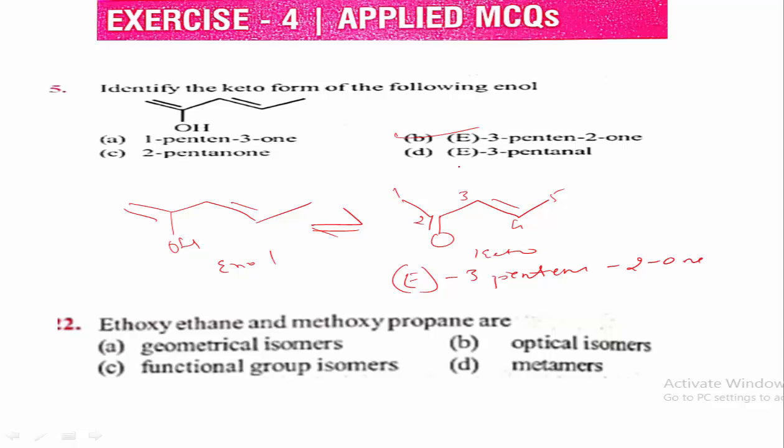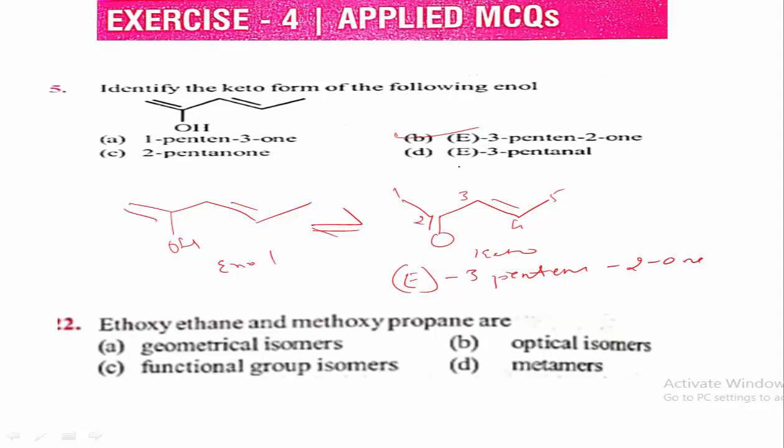Remember students, if the two groups with higher priority are present on opposite sides of the double bond, then this is the E isomer. This E is taken from the German word entgegen, meaning opposite side. Students, if the two groups with higher priorities are on the same side of the double bond, then it is the Z isomer. Z means together. Therefore, the correct answer for this question is option B.